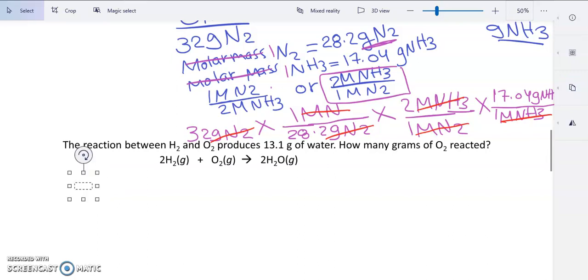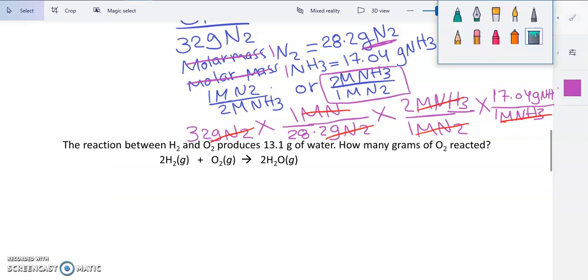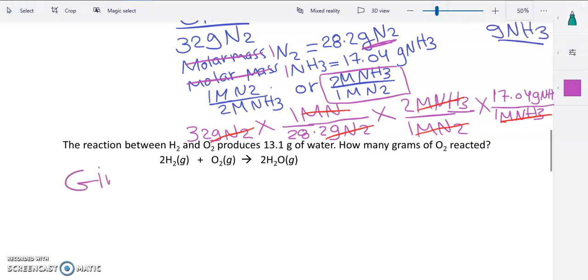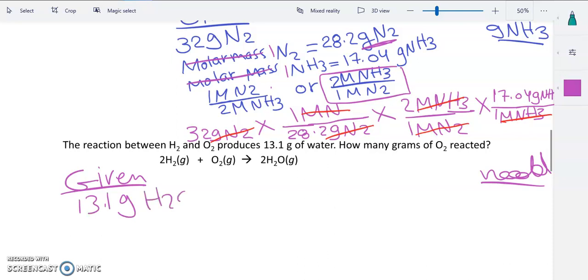Given, needed. Given is 13.1 grams water. Needed is grams oxygen.